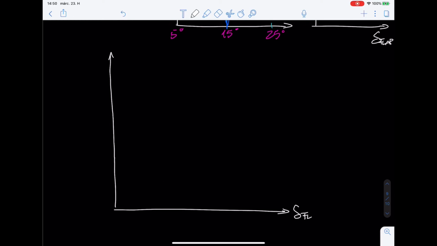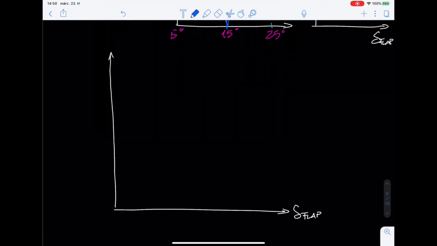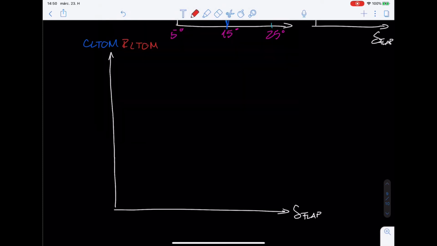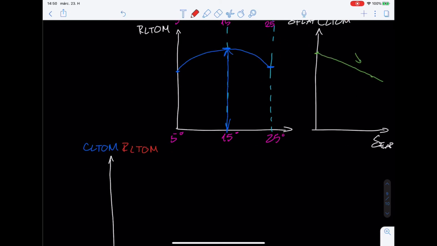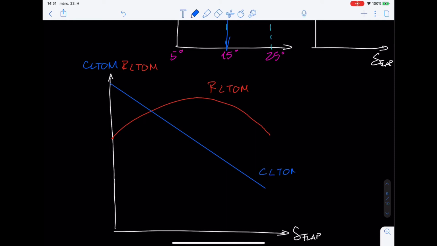So we have the flap deflection, and I'm going to use the same colors as in the Pathfinder book. We're going to have the climb limited takeoff mass in blue and the runway limited takeoff mass in red. The runway limited takeoff mass looks like this: it's an initially increasing value up to a point, after which it starts to decrease. So this is your runway limited takeoff mass. And your climb limited takeoff mass is going to be a monotonously decreasing value with the increase of the flap setting.